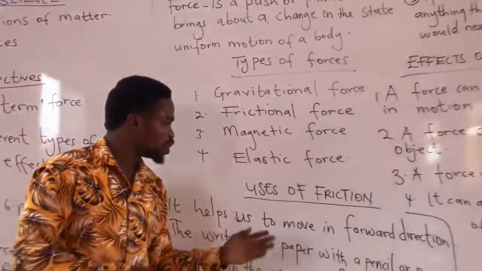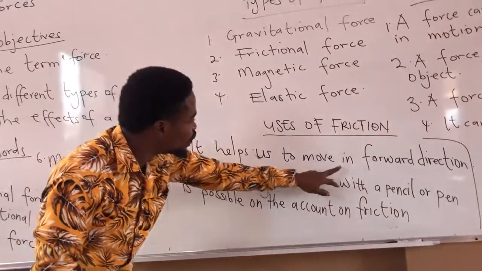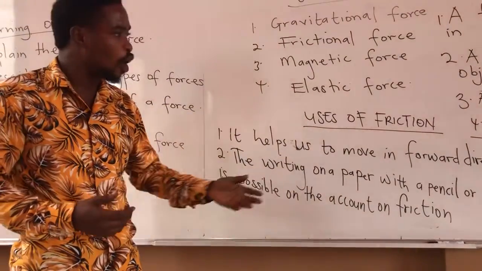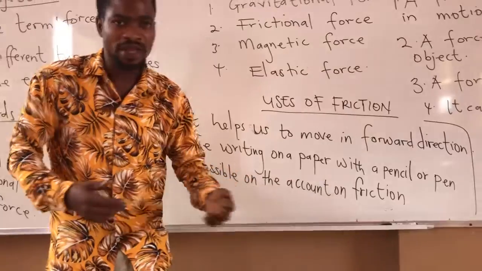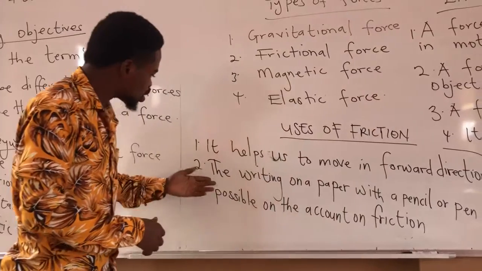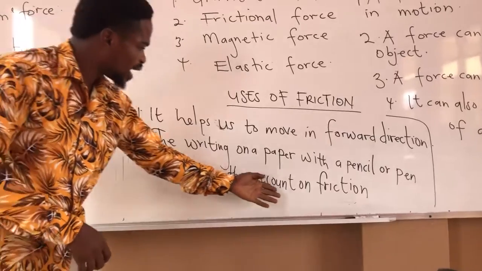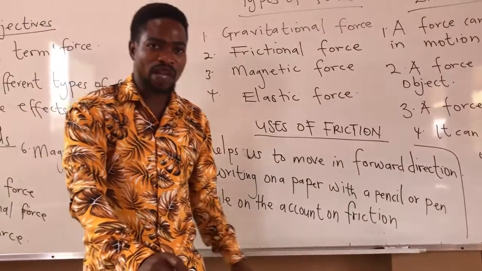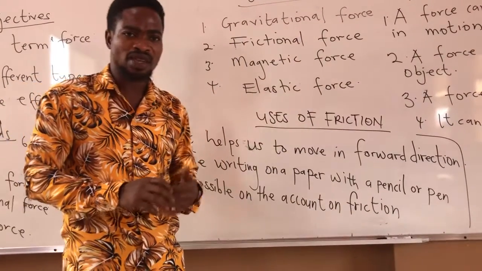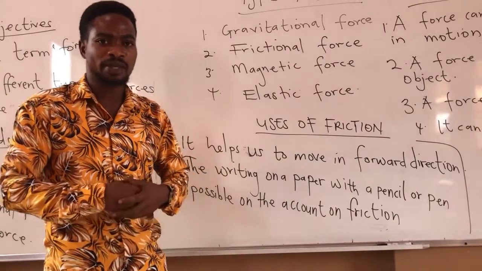Now we want to look at uses of friction. Now it helps us to move in a forward direction. Without friction, anything that moves can fall. Frictional force or friction can help us to turn in any direction and also to move forward. The next one is that writing on paper with a pencil or pen is possible on account of friction. When we are writing, the paper is smooth and the pencil is also smooth. So when they come in contact, we are able to write well. So frictional force here helps us to write properly.